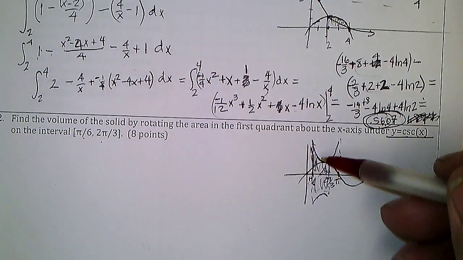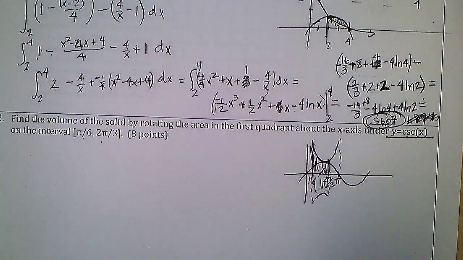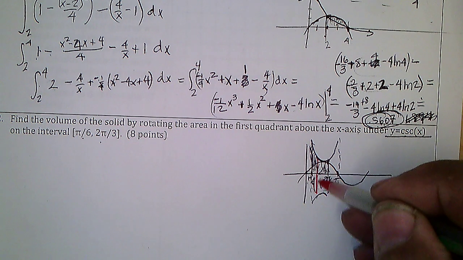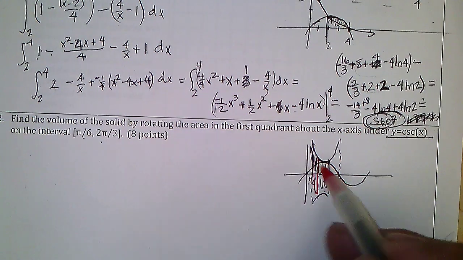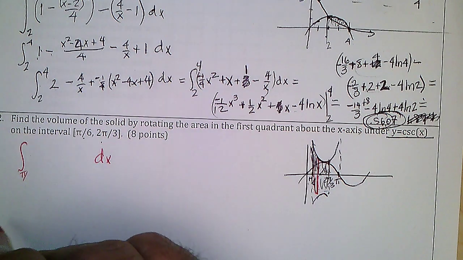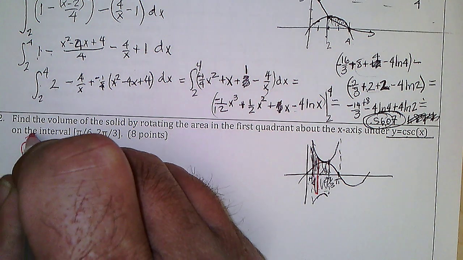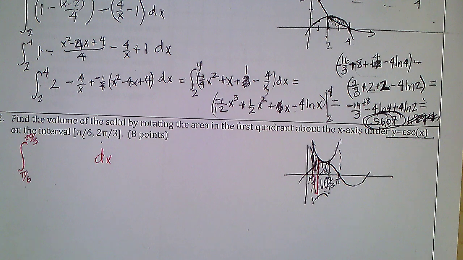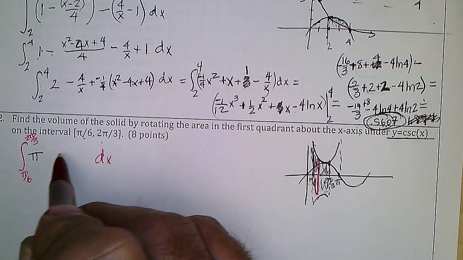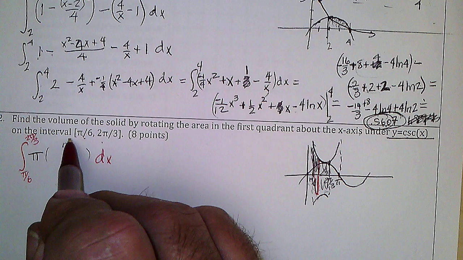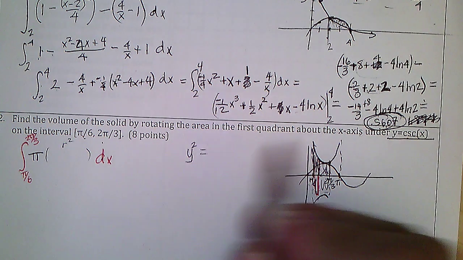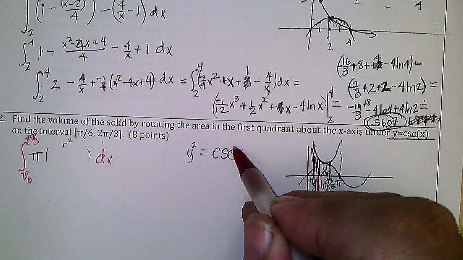Since it's about the x-axis, we slice perpendicular to the x-axis, and that would come down and be down there. Get a circle. So the slice perpendicular to the x-axis would be dx integrated from pi over 6 to 2 pi over 3 of, so the thickness is this, it's a circle, so the area would be pi r squared, but r is the y value, which would be cosecant x squared.